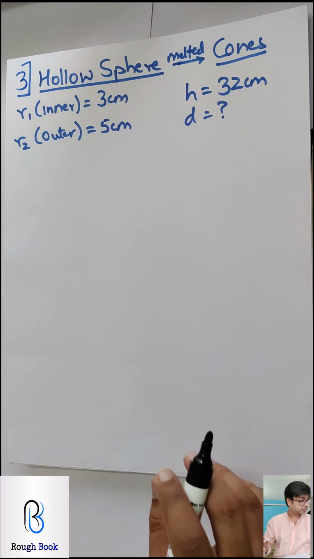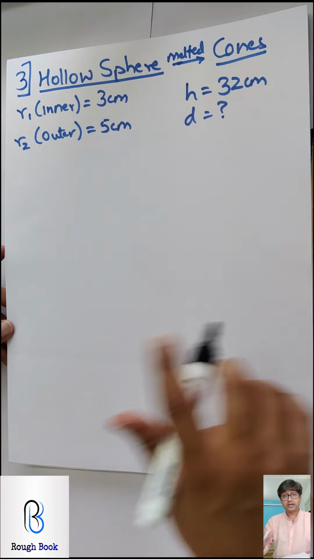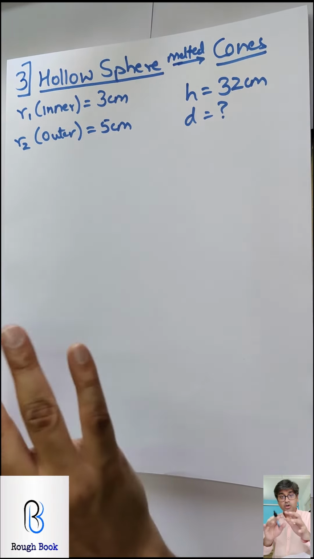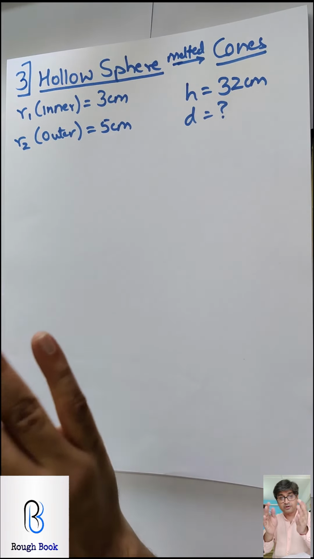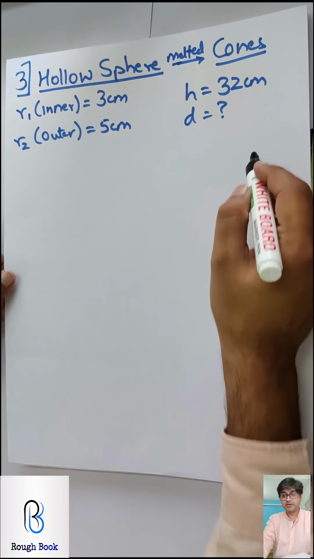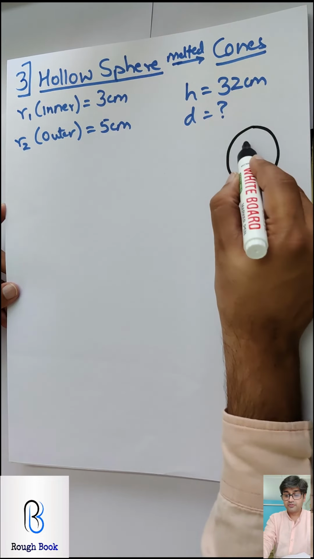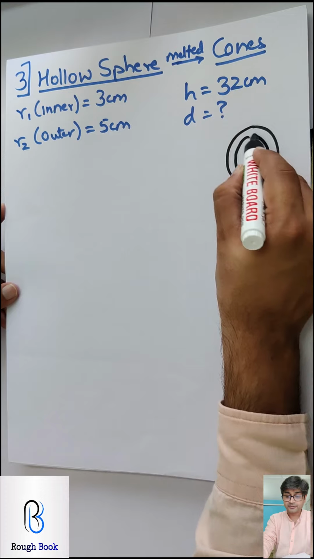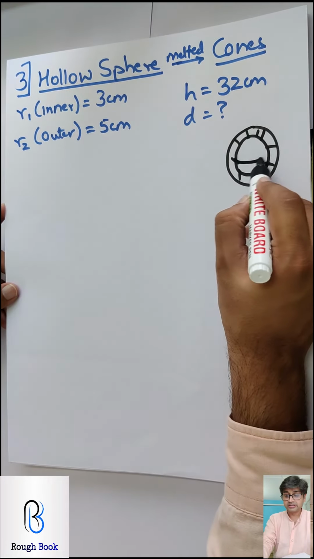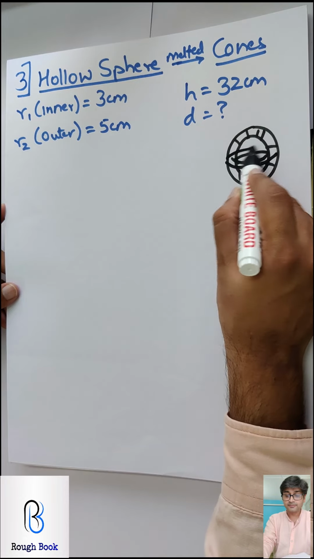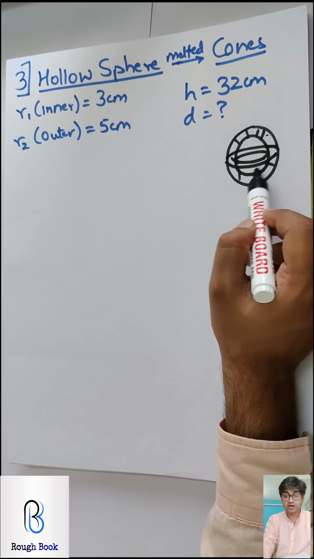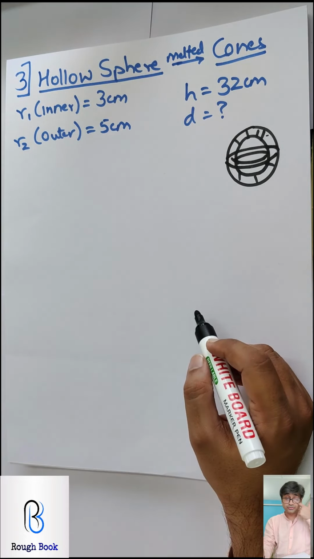Sum number 3. Similar type, but the only difference is a hollow sphere. That means inside it's hollow. So to get the volume, you'll have to take volume of outside sphere minus volume of inside sphere. Basically if this is your sphere, which is hollow, then it has a layer, and you need to find the volume of this layer. It's not a ring, it's three-dimensional. So you find the volume of the outer sphere minus the volume of the inner sphere.